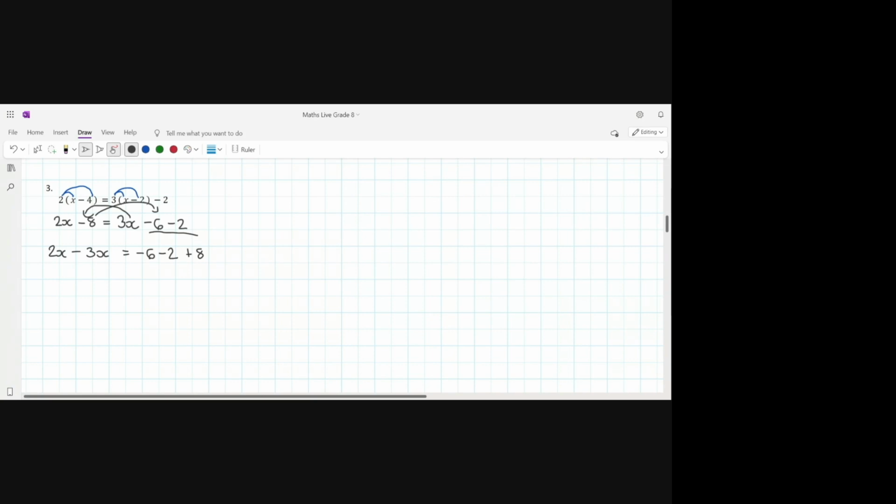What is 2x? Good. 2x minus 3x is -1x. Lovely. -1x is equal to -6 minus 2 plus 8, which would give us 0. Good. Now we're at a bit of a crossroads, but I'm hoping you know exactly what to do. I want x on its own. So how do I get x on its own? Good, we're going to divide by -1. Exactly, we're going to divide this side by -1, divide that side by -1, so those two will cancel. So I will then get x is equal to, what is 0 divided by -1?